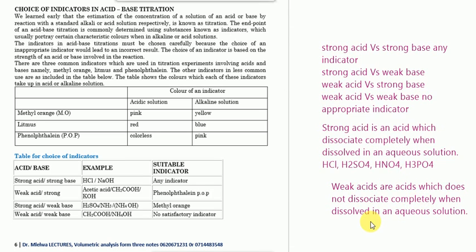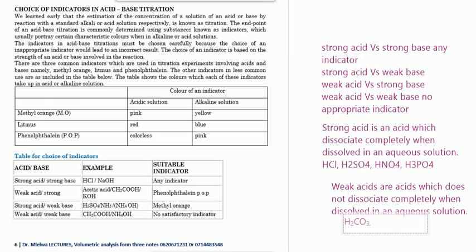So examples of weak acids, we can talk of the weak carbonic acid. Weak carbonic acid is written as H2CO3. And all organic acids, they are weak acids.